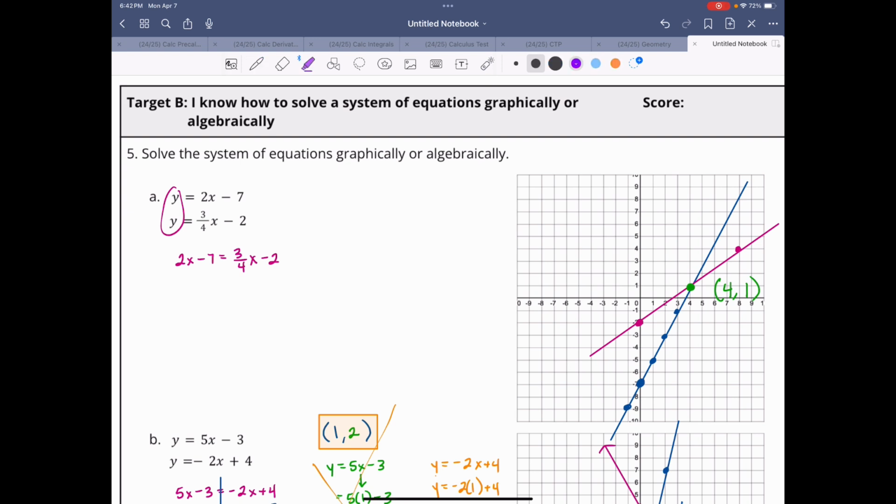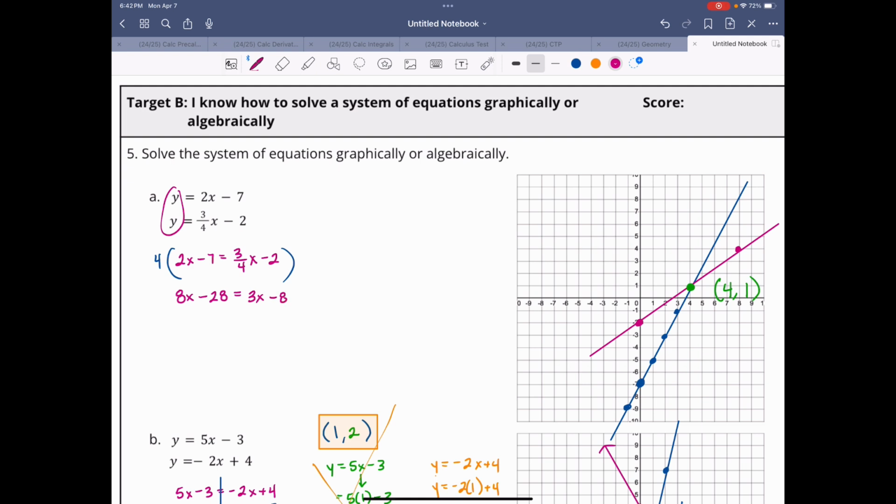Don't be intimidated by that fraction. In fact, the way that we get rid of fractions is we can multiply by whatever the denominator is in my fraction. So in this case, it's 4. So I'm going to multiply everything in this equation by 4. So 4 times 2x is 8x. 4 times negative 7 is negative 28 is equal to 4 times 3/4. That means that this 4 and this 4 are going to wipe each other out, leaving you with just a 3x. And you have 4 times negative 2, which is equal to a negative 8.